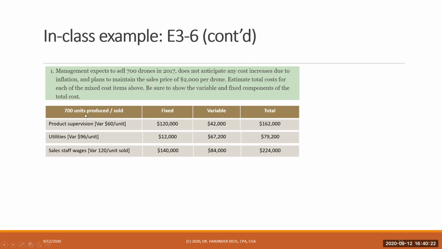For the sales staff wages, the variable portion depends on the number of units sold. However, in this simple problem, the number of units produced and sold are identical. We had calculated a fixed portion, that'd be the salaries, $140,000. And then for every drone sold, we pay our salespeople a commission of $120. 700 units are to be sold, so we anticipate a total sales commission of $84,000, 700 multiplied by $120. Total sales staff wages, therefore, works out to $224,000.